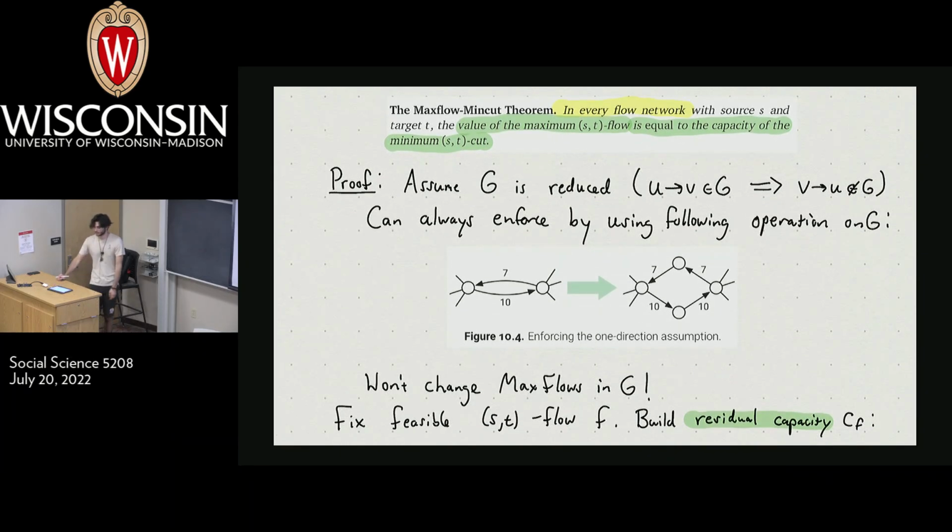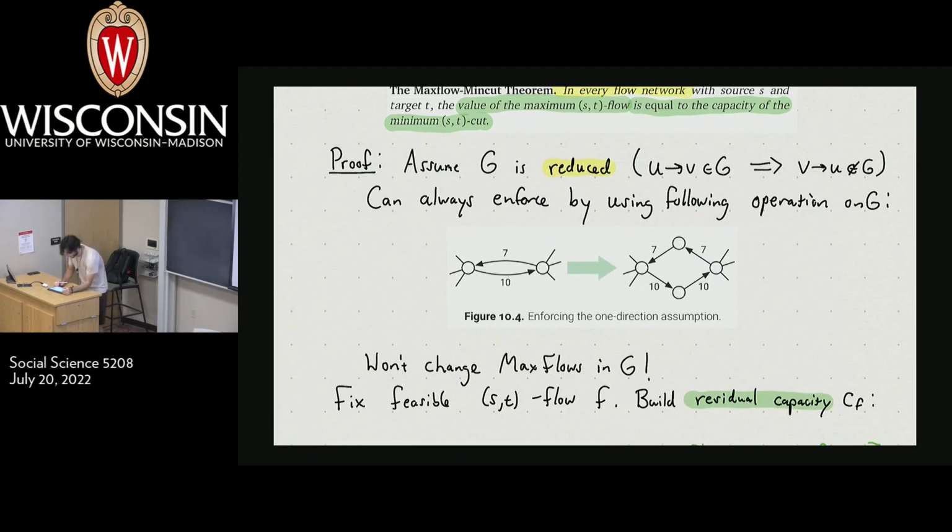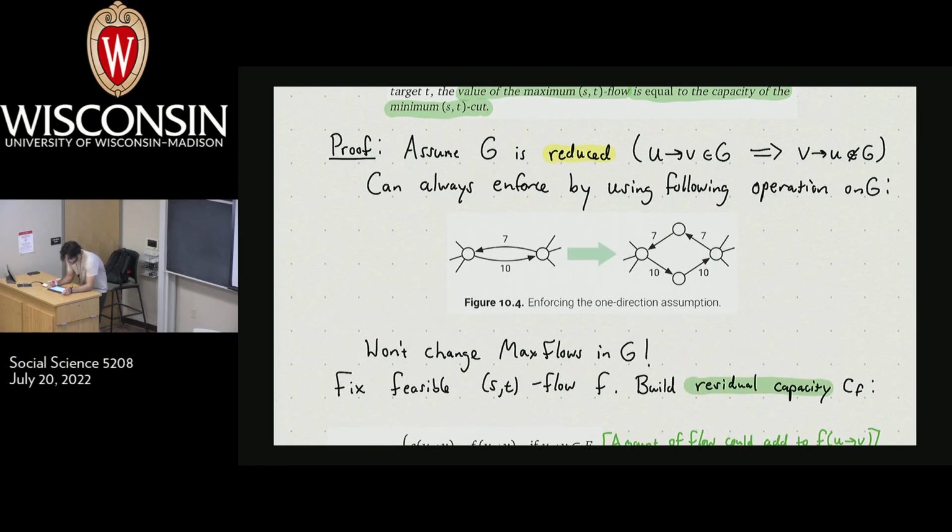So how are we going to prove this? Well, first we're going to modify the graph a little bit for convenience. So we're going to assume the graph is reduced. So in particular, that means if there's an edge from U to V, then there's no edge from V to U. So something like this can't happen. So we don't want things like that where there's basically a cycle between two adjacent nodes. So we can actually break this. We can force any graph to have this property by doing this operation. So we're just going to take these two edges and split them into two nodes.